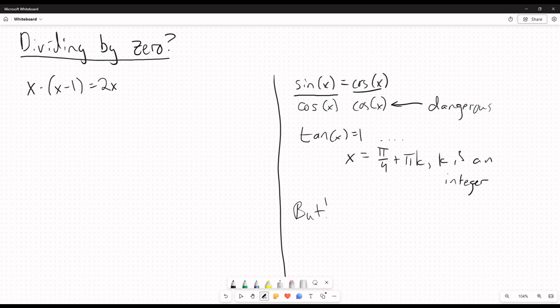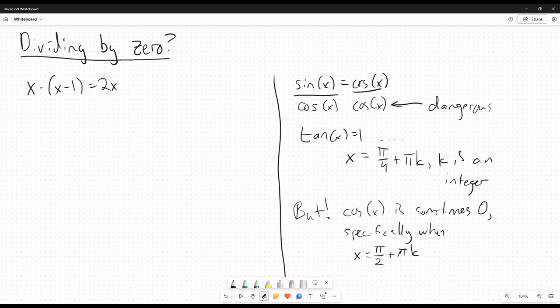Cosine of x is sometimes 0. Specifically, and this is again using knowledge of the unit circle, when x equals pi over 2 plus pi k. So we potentially divided by 0. Now, when does that matter and when does that not matter?